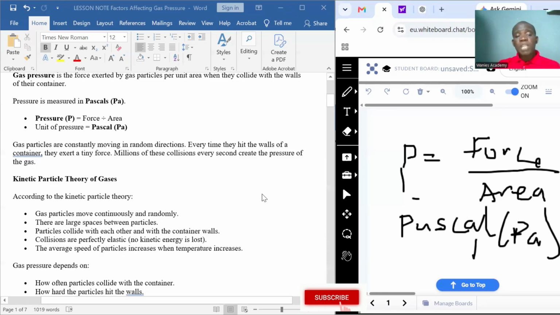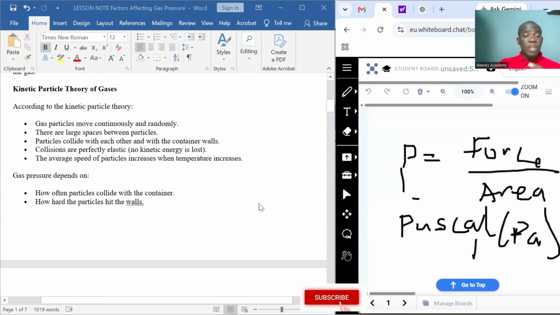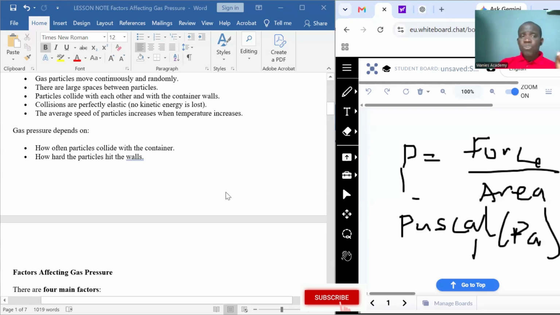Now, gas pressure depends on the following factors, so you must take note of them. Number one is how often particles collide with the container, and number two is how hard the particles hit the wall of the container. These are the two factors on which gas pressure depends.